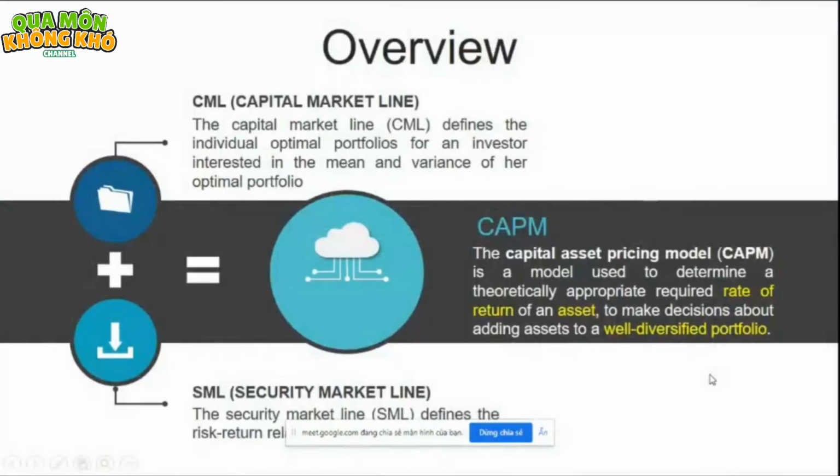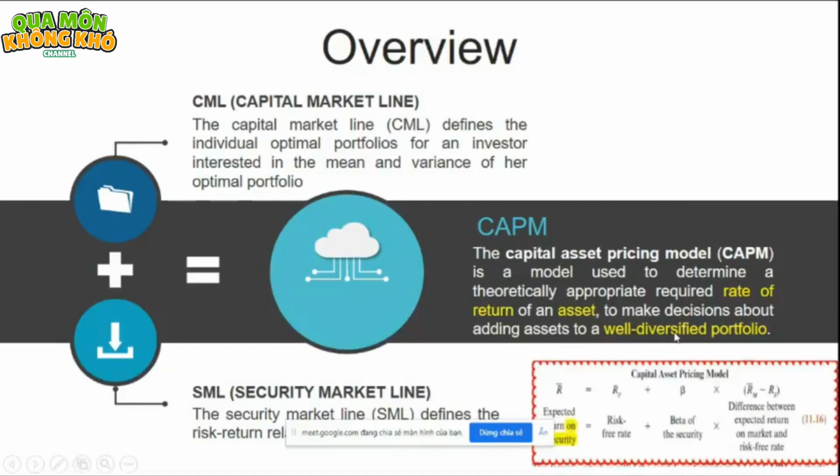As we already know, the capital assets pricing model is one of the most widely used throughout the finance world for pricing risky securities and generating the expected return for assets given their risk, and it is used to determine a theoretically appropriate required rate of return of an asset to make decisions about adding assets to a well-diversified portfolio.